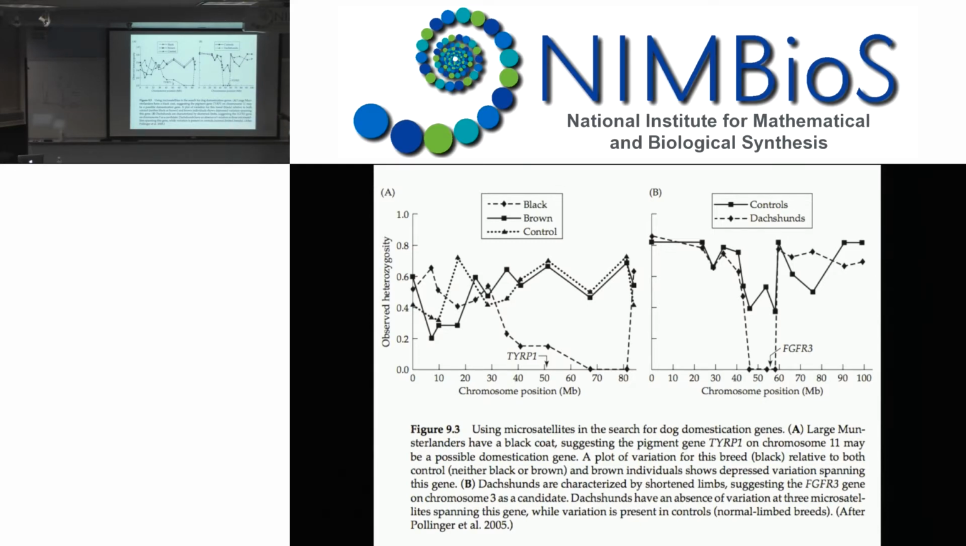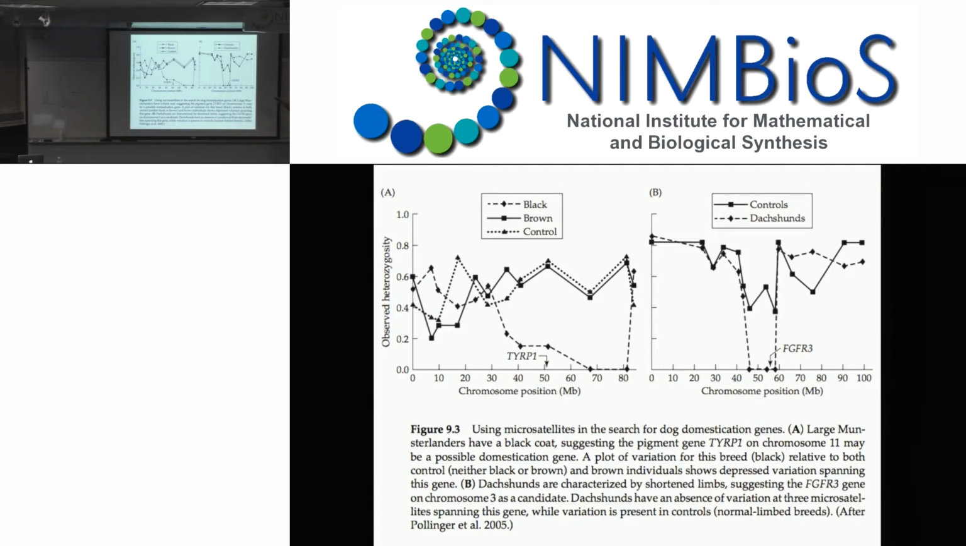this is a gene that's known to shorten limbs in humans, and so it's an obvious candidate. One thing you'll notice that is interesting, though, is it's also a region of depressed variation in the controls, but not nearly as much as in the Dachshund. So if you simply did the controls, you'd go, look, there's selection going on here, but there's something else happening, maybe reduced variation, who knows. But this is why you always need to have a control.